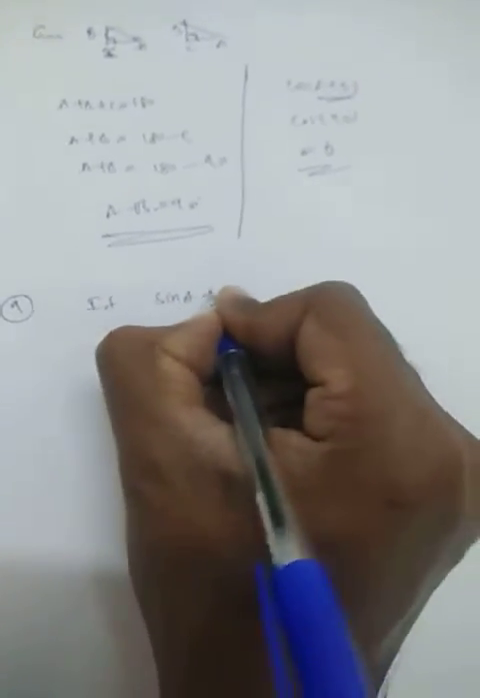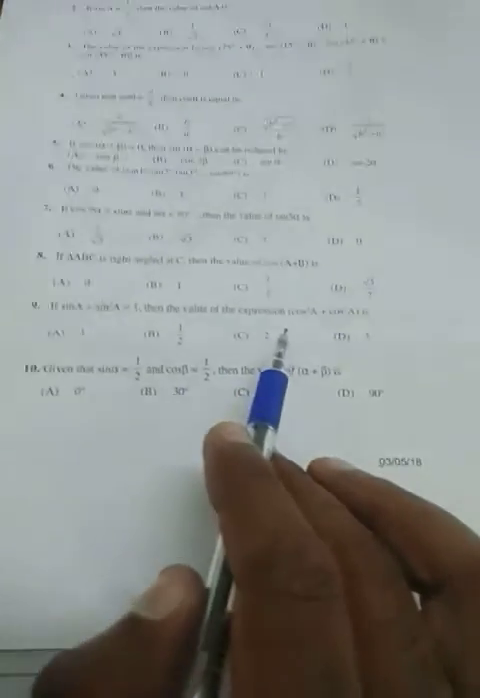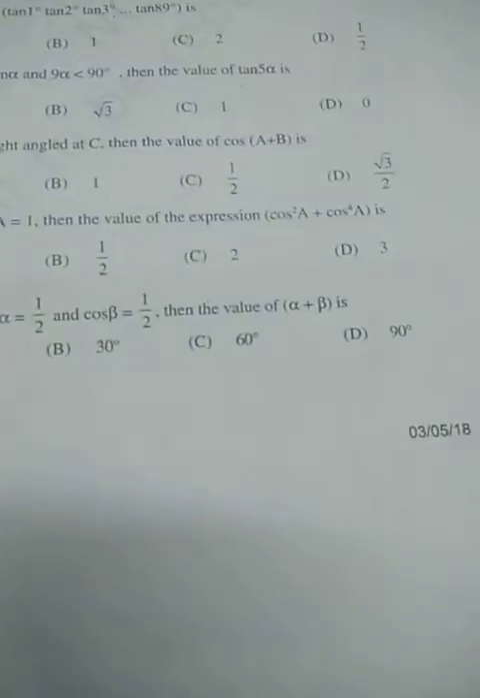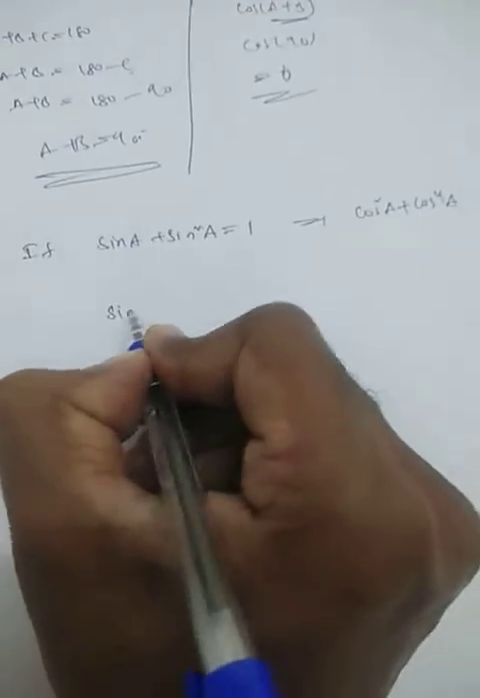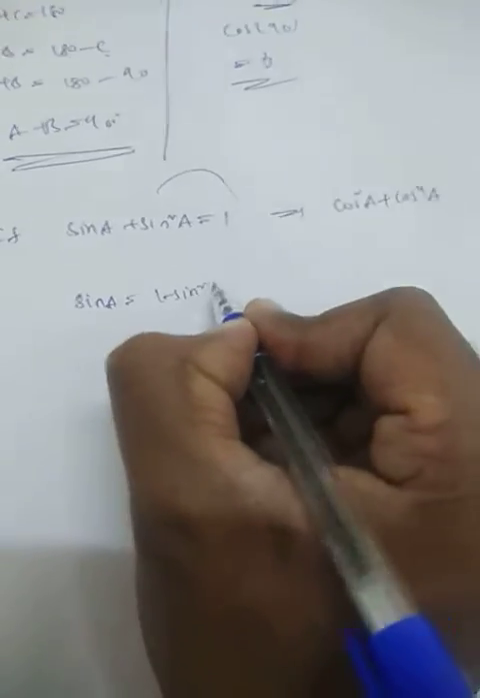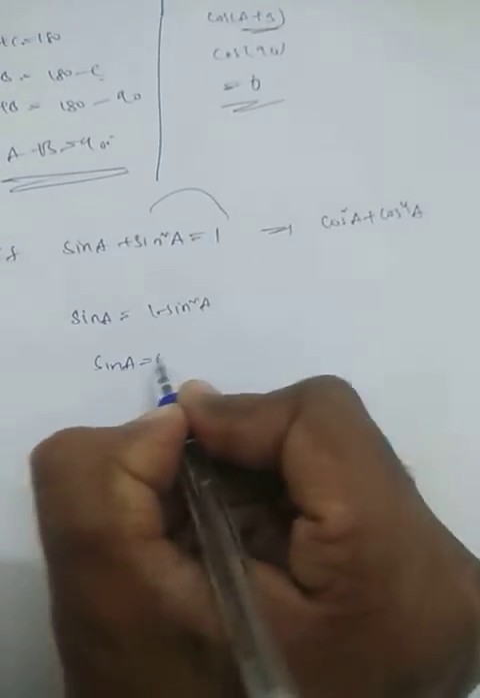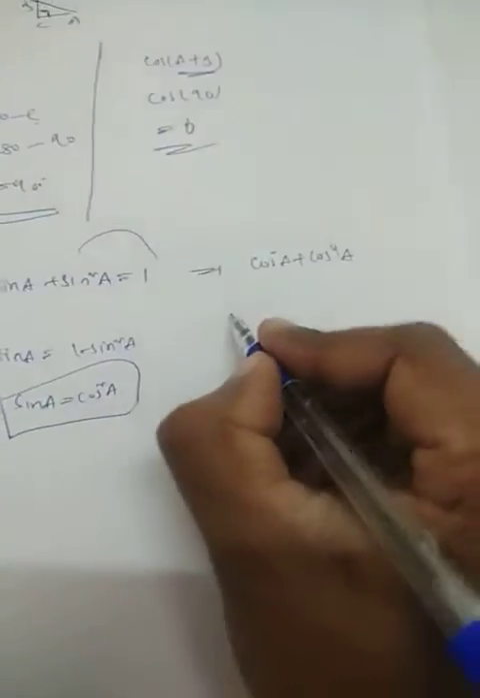The best way is this question. If sin A plus sin square A is equal to 1, then find the value of the expression cos square A plus cos power 4 A. So how can I write this one? Sin A is equal to 1 minus sin square A. Sin A is equal to cos square A. So the value of cos square A is sin A here.